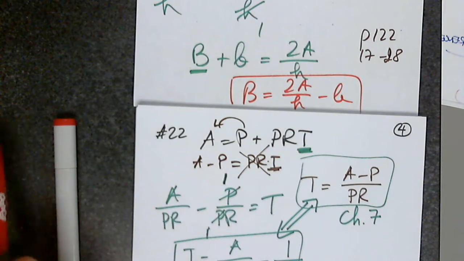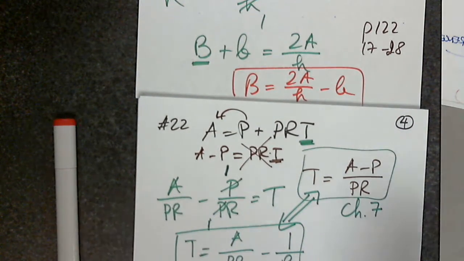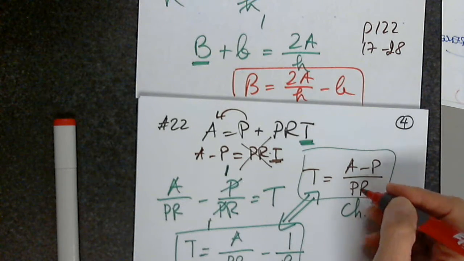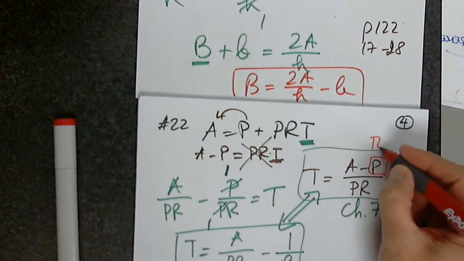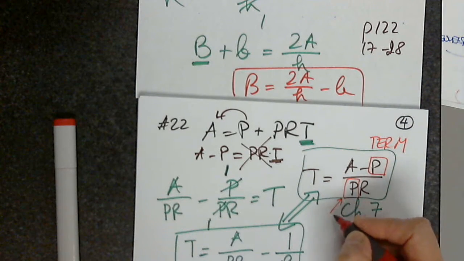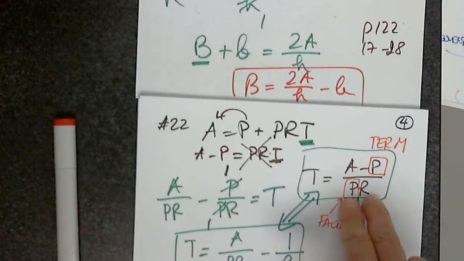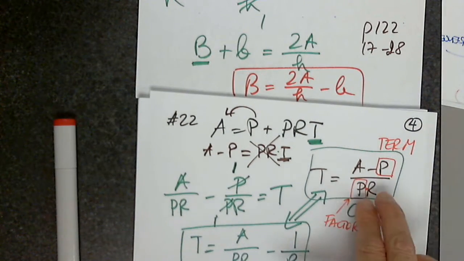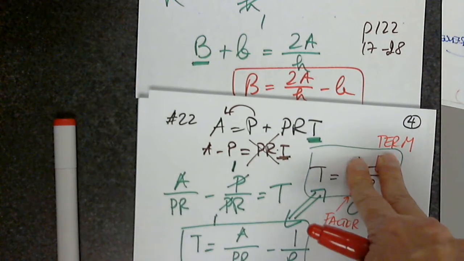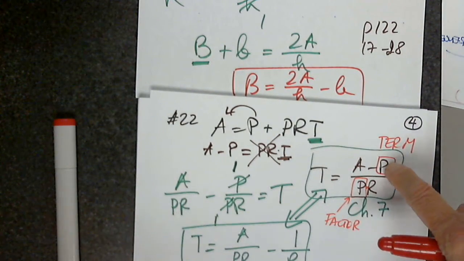The reason why I wrote it like this, although I do prefer this one, is because I wanted to discuss the fact that you cannot simplify this P with this P. Why? This piece is a term in the numerator. This piece is a factor in the denominator. Why factor? Because it's multiplied. Two numbers multiplied, not connected with anything else. Two numbers or quantities multiplied together are factors. Two quantities added or subtracted are terms. You cannot simplify a term with a factor.